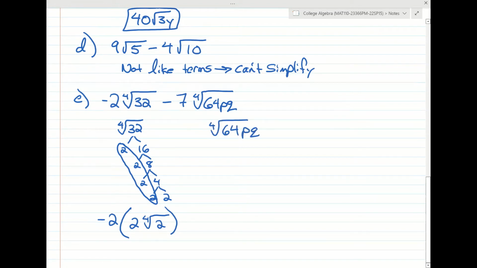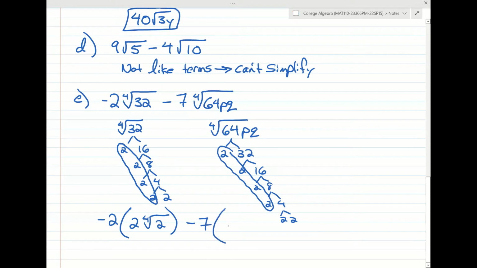Taking a look at the second one, we have the 4th root of 64pq. So the p and the q, we can't do anything with that. But 64 is the same thing as 2 times 32, which is the same thing as 2 times 16, or 2 and 8, or 2 and 4, or 2 and 2. So you have a group of 2's. We're going to write this as 2 times the fourth root of what's left over. We have a 2 and a 2 left over, pq.